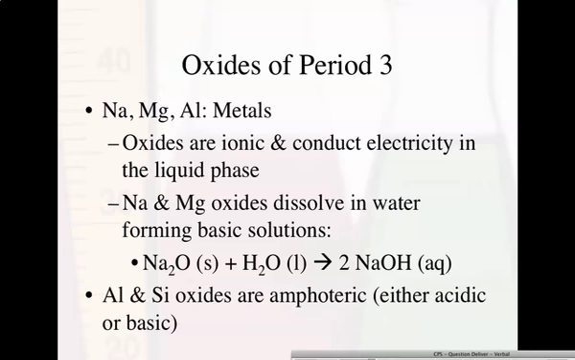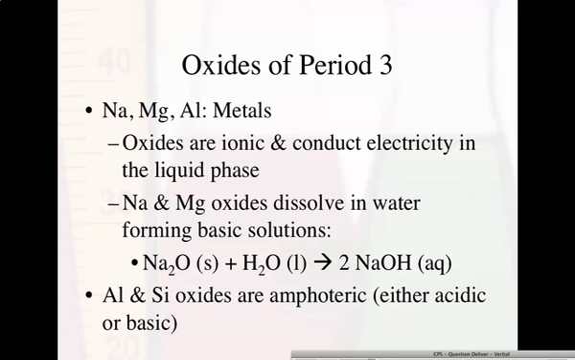Aluminum and silicon, though, their oxides are amphoteric, which means they could be either acidic or basic. Got a lot of good flashcards just on this slide that you could make, because I have always seen on every IB exam at least one question dealing with, would an oxide of blah blah blah be basic, acidic, or amphoteric in water? It always shows up. So that would be a good one for a note card.